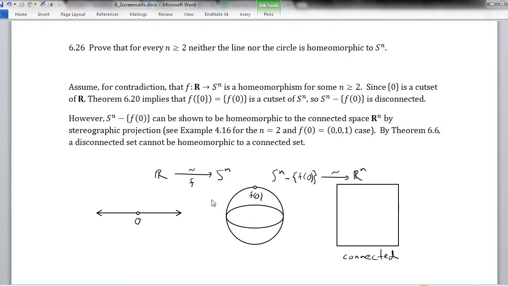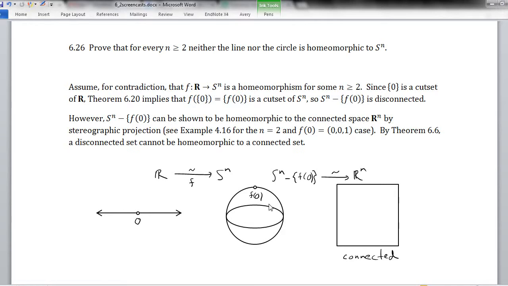and well, we're going to proceed just like we did for Rn in the previous problem. So the origin is a cut set of R, and so its image under this homeomorphism, the set consisting just of f of 0, is a cut set of Sn. Okay. So the complement of that point in Sn is disconnected. All right. Well, that's just not true, right?